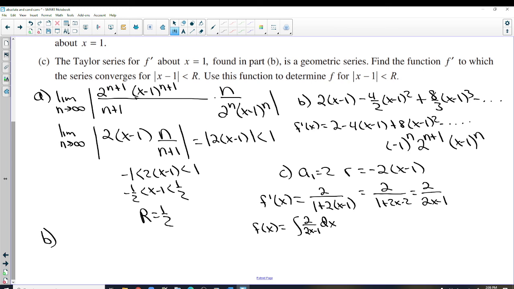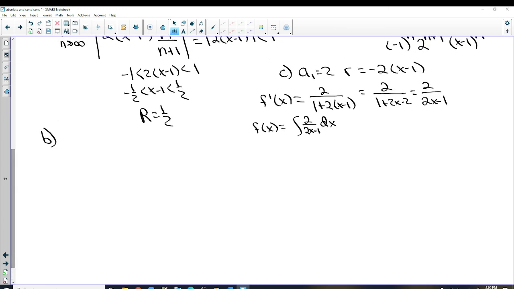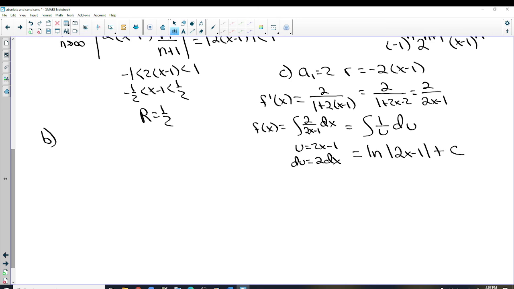Well, now we got to dig into our tools for integration. What are we going to use? Use substitution, right? Do you see a function and its derivative? I do. All right? So we're going to go u is equal to 2x minus 1. du is 2 dx. So this becomes the integral of 1 over u du. It's not only is it substitution, but we hardly had to alter it at all, because we have exactly what we need. So this is the natural log of the absolute value of u, but u is 2x minus 1 plus c.